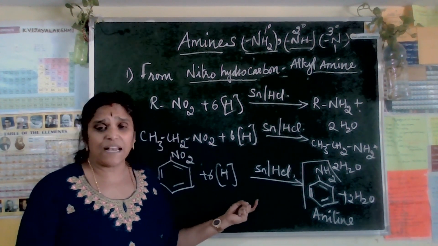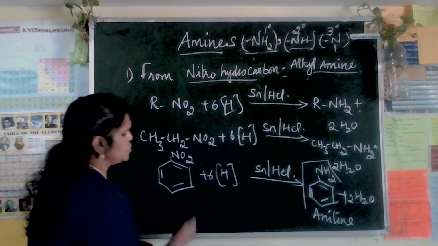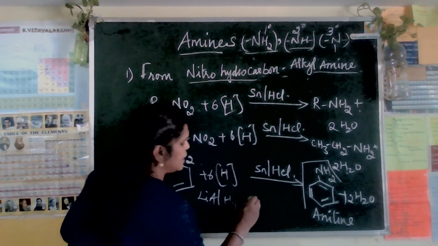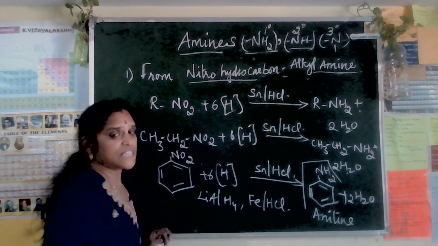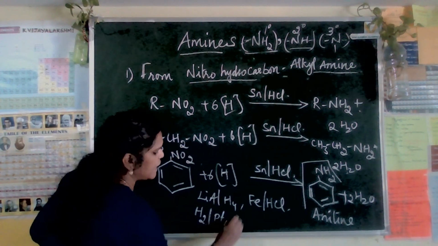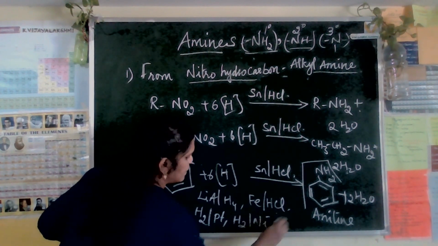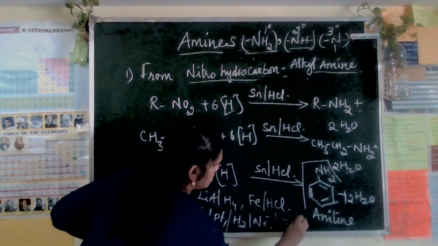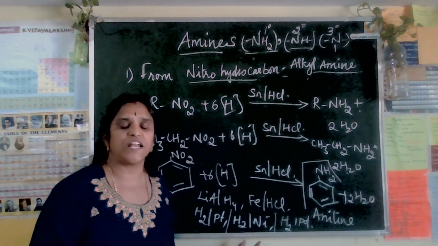Now, generally it is only a reduction process. So what reducing agents can we use? Generally lithium aluminum hydride, Fe bar HCl, concentrated HCl, of course Sn bar HCl, and H2 bar platinum, H2 bar nickel, and H2 bar palladium. These are all the reducing agents we generally use.